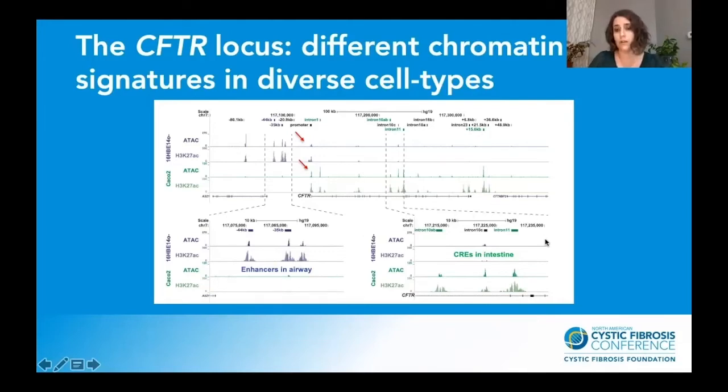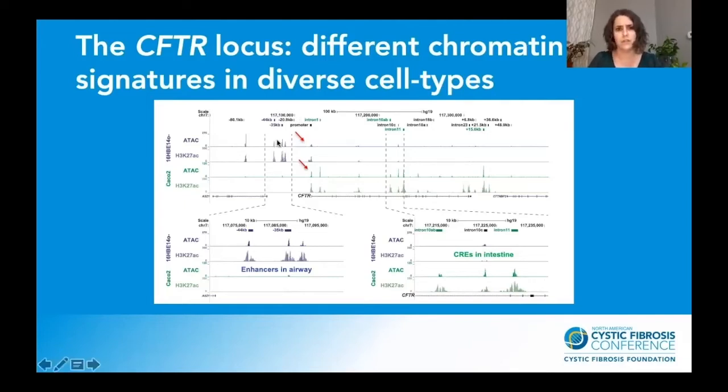Conversely, in an intronic region that houses an enhancer in intron 11 of CFTR, using legacy nomenclature, this is an intestinal enhancer. So we see that the chromatin is open in the Caco-2 cells and has the active enhancer mark, but those marks are missing in 16HBE. And many of these enhancers and different cis-regulatory elements are conserved in similar cell types.